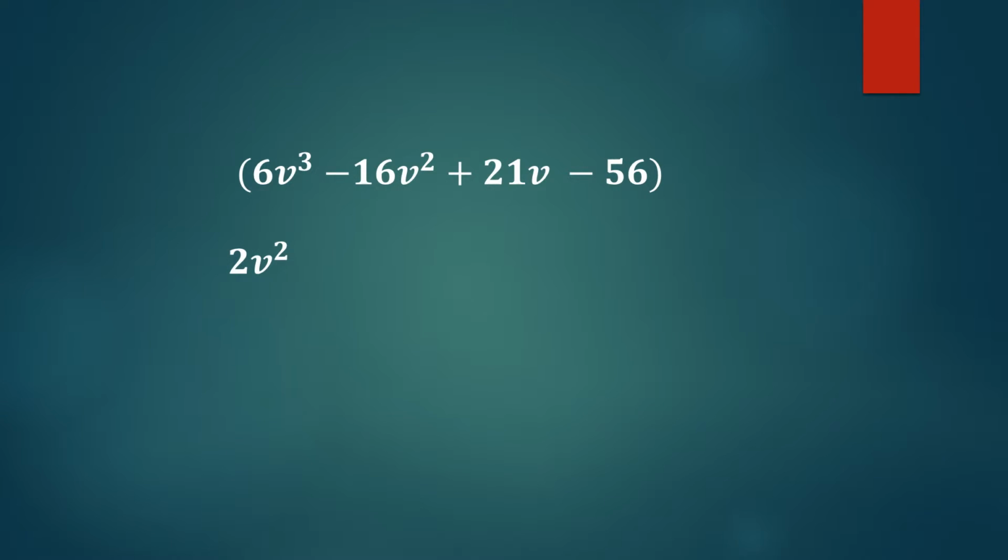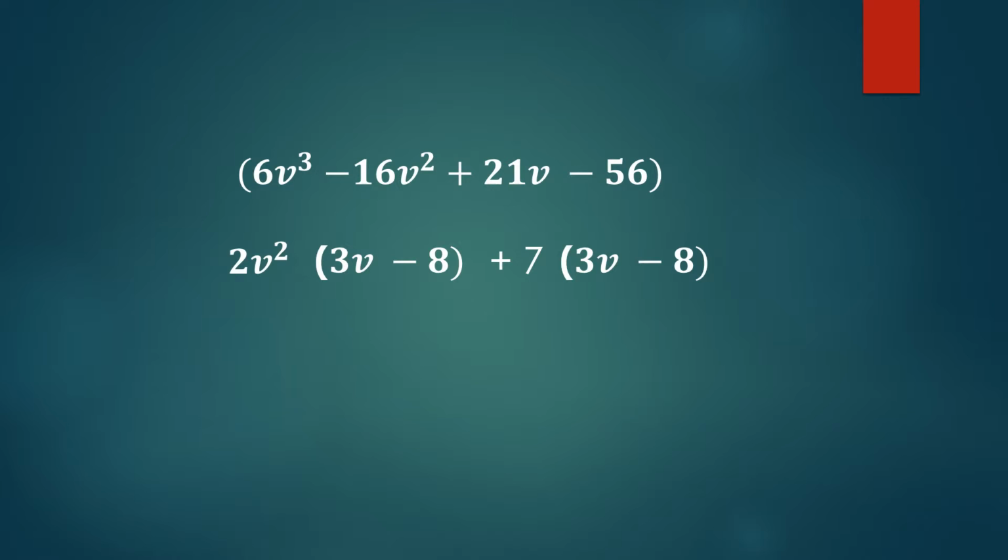Now 6v squared divided by 2v squared should give you 3v. And negative 16v squared divided by 2v squared should give you negative 8. Then finally back here, these last two terms, you look at 21v minus 56. You should be able to factor out a 7 from 21, and from 56. So if you factor out a plus 7, you will get 21v divided by 7 is 3v, and negative 56 divided by 7 is negative 8.